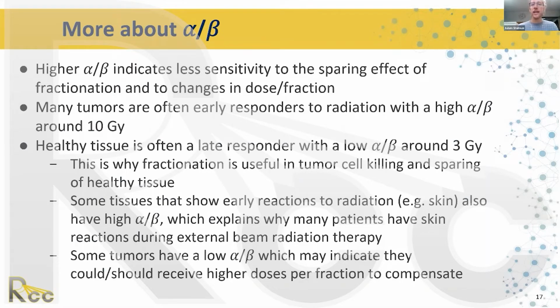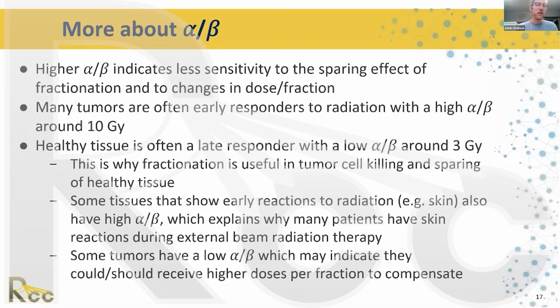So higher alpha beta indicates less sensitivity to the sparing effect of fractionation, right? That's what we just explained. Many tumors are often early responders to radiation with a high alpha beta around 10 gray. Healthy tissue is often a late responder with a low alpha beta around 3 gray. This is why fractionation is useful in tumor cell killing and sparing of healthy tissues. Some tissues that show early reactions to radiation, like skin, also have high alpha beta, which explains why many patients have skin reactions during external beam radiation therapy.